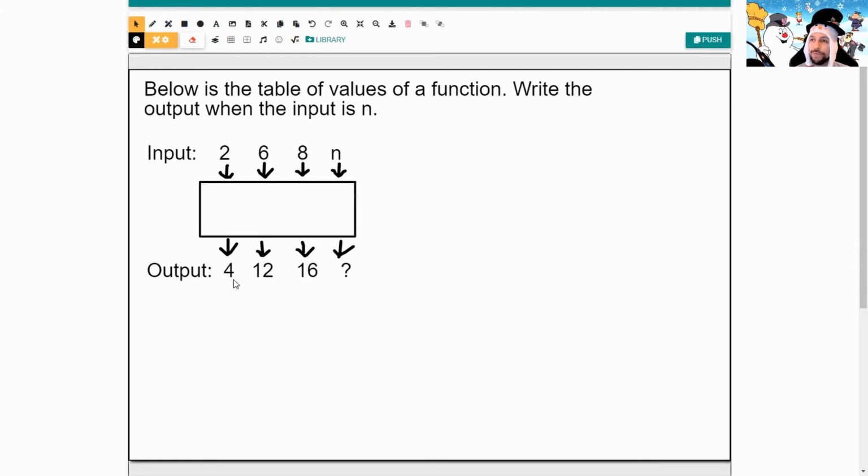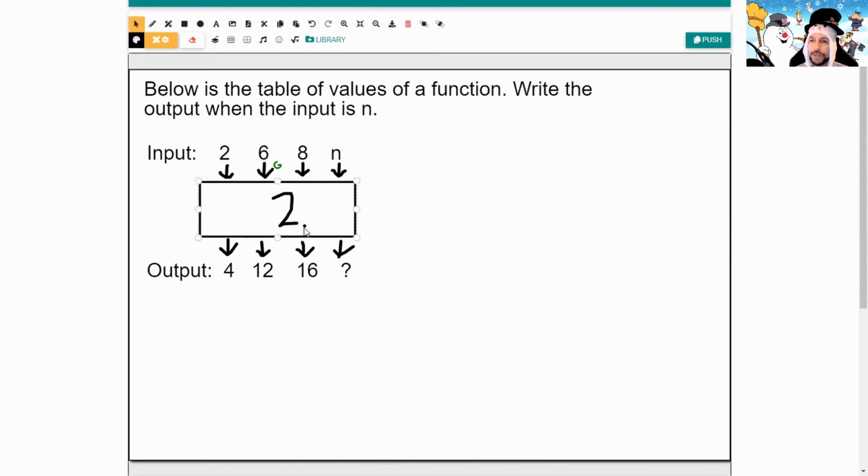So how do we get from 2 to 4? Well, we could add 2. So maybe our function adds 2. Well, does that work from 6 to 12? No. So our function can't add 2. And what else could we do to get from 2 to 4?